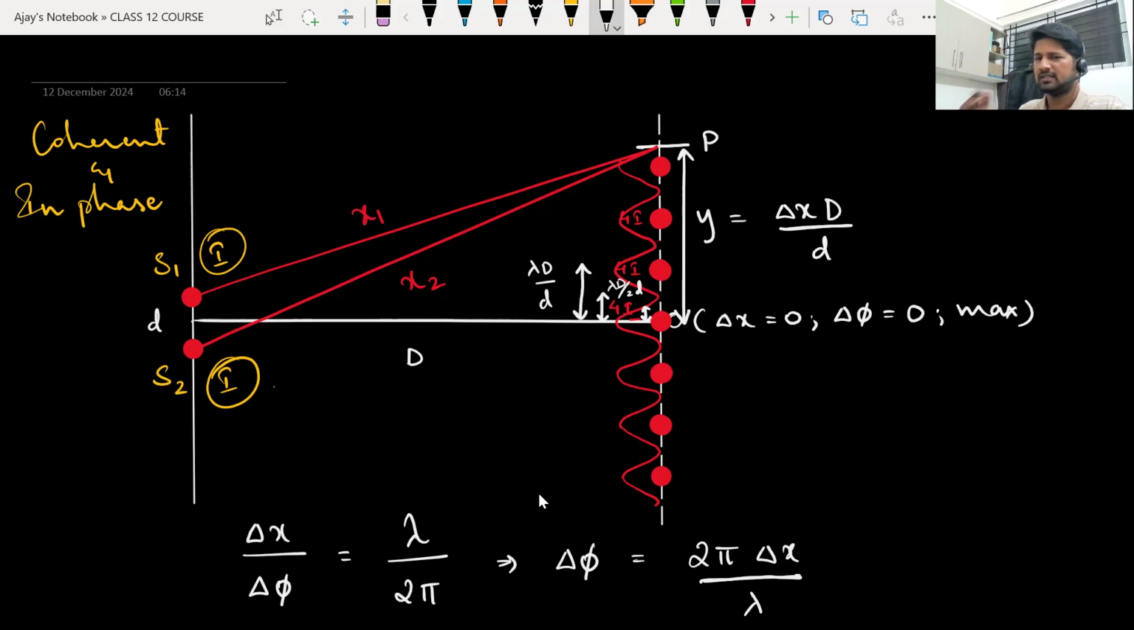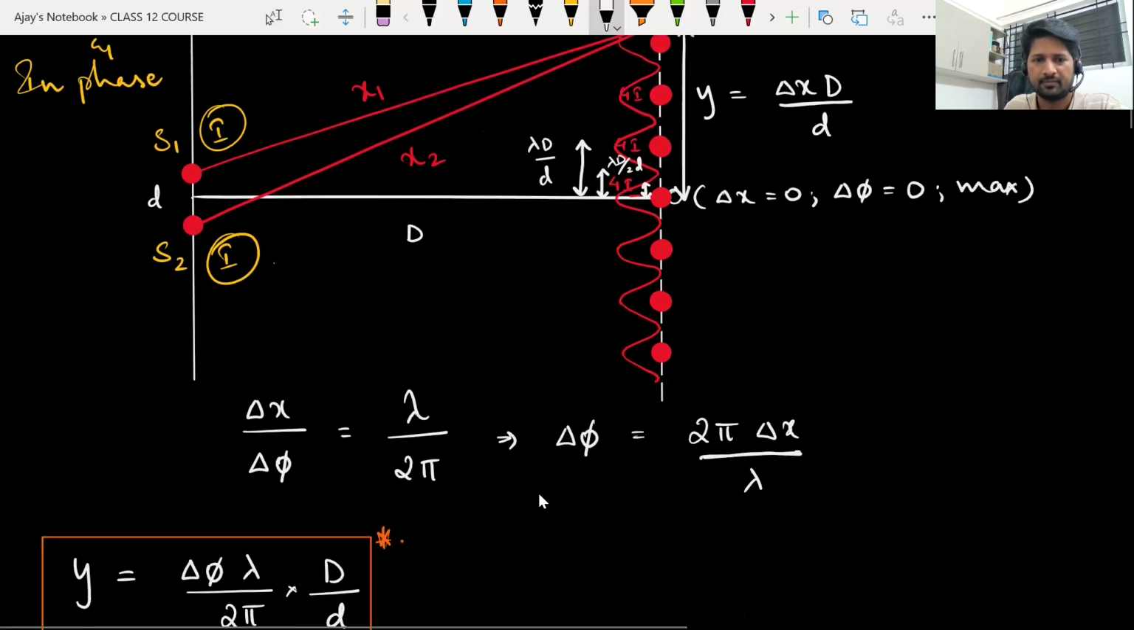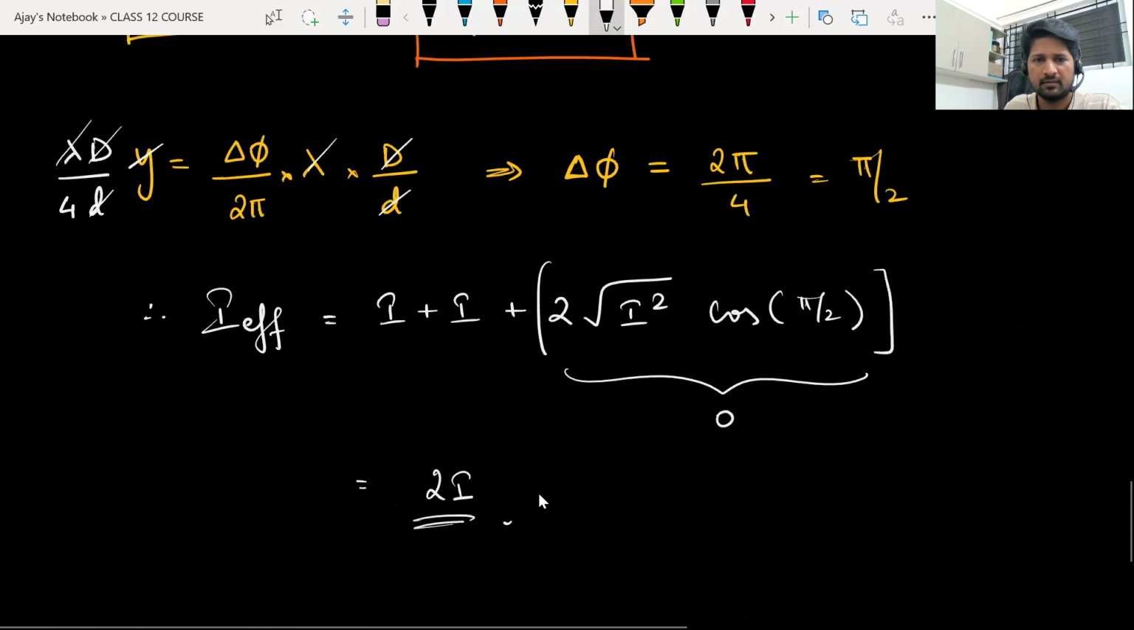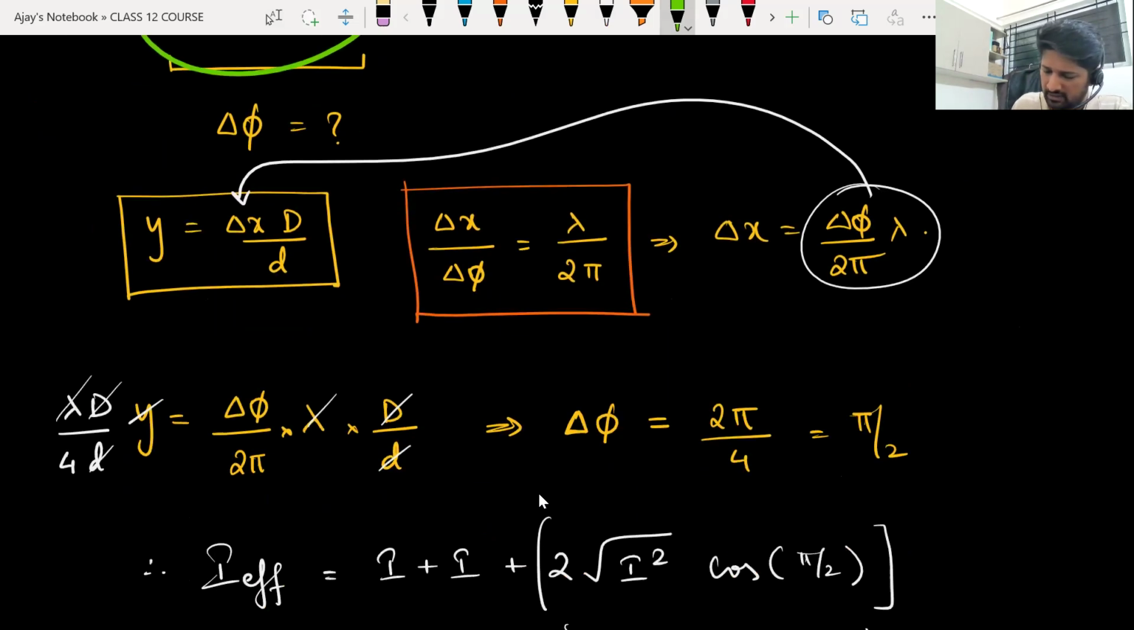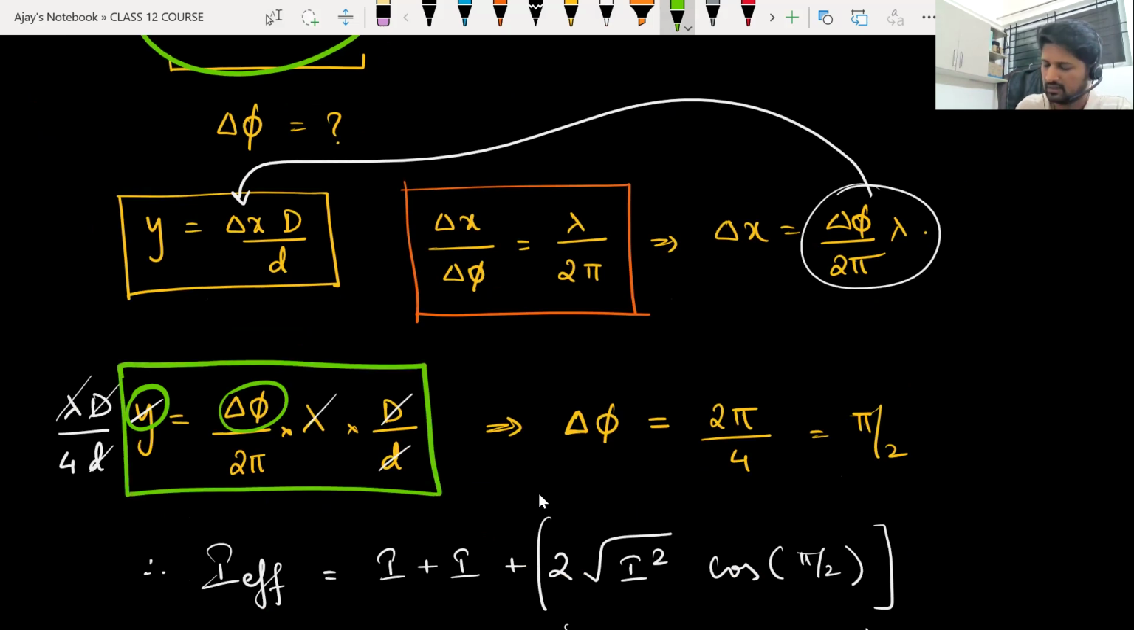So did you understand how to find the effective intensity at any given distance on the screen? You'll be given the distance as the y coordinate. Then you have to relate the y coordinate to the phase difference using this formula. And based on the distance, if you get the phase difference, then you can tell the effective intensity. That's the idea.